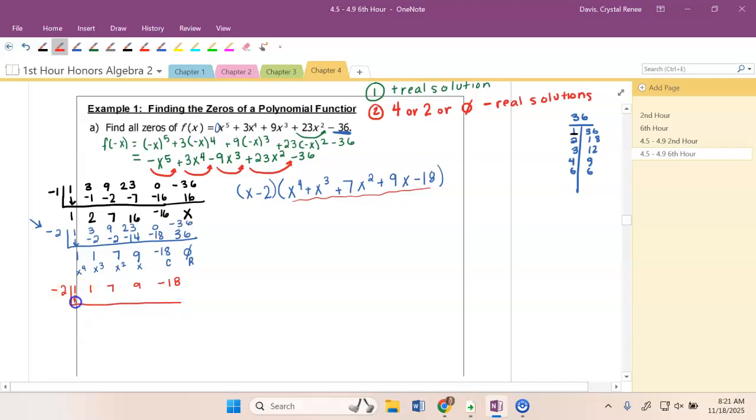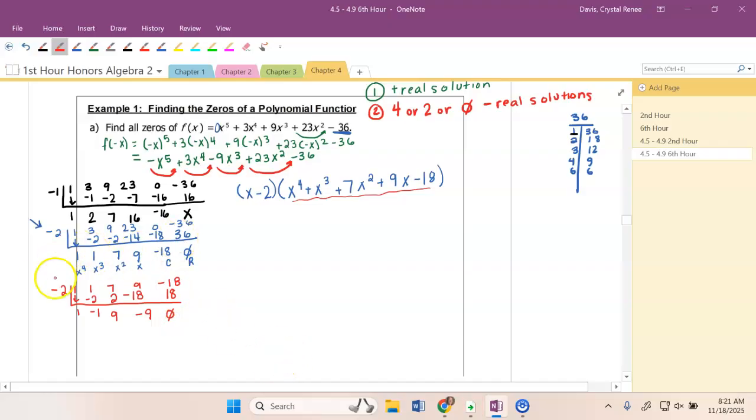All right, so bring my 1 down. 1 times -2 is -2. Add those, I get -1. -2 times -1 is a +2. Add those, I get 9. 9 times -2 is a -18. If I add those, I get -9. -9 times -2 is a +18. We lucked out because I get a remainder of 0.